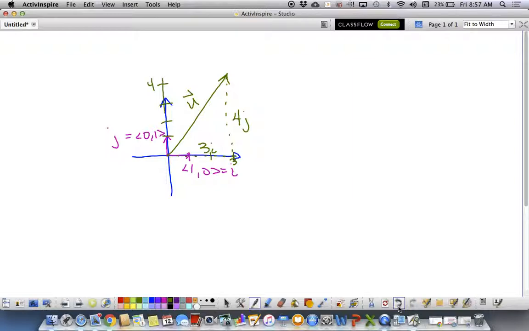Okay, so the I is the X, the Y is the J, H-I-J. Think about the alphabet. X always comes before Y, so that's why you put X, Y. X comes before Y, so I comes before J. So vector U is really 3I, 4J.